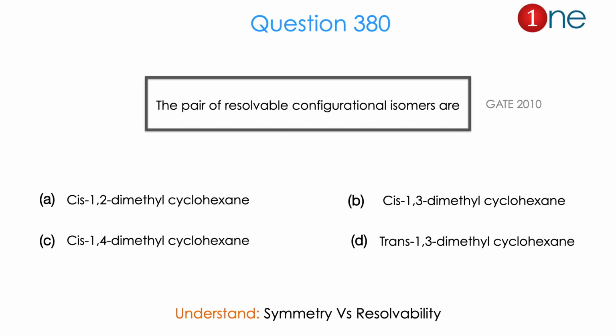Then let us look at the next question. They are asking for the pair of resolvable configurational isomers. They have given cis 1,2 dimethyl cyclohexane, cis 1,3 dimethyl cyclohexane, cis 1,4 dimethyl cyclohexane and trans 1,3 dimethyl cyclohexane. Basically we are playing with the methyl groups here. So from the question of resolvability and 4 different structural isomers, you might realize the question is really about symmetry versus resolvability. The answer is D. Let us see how.